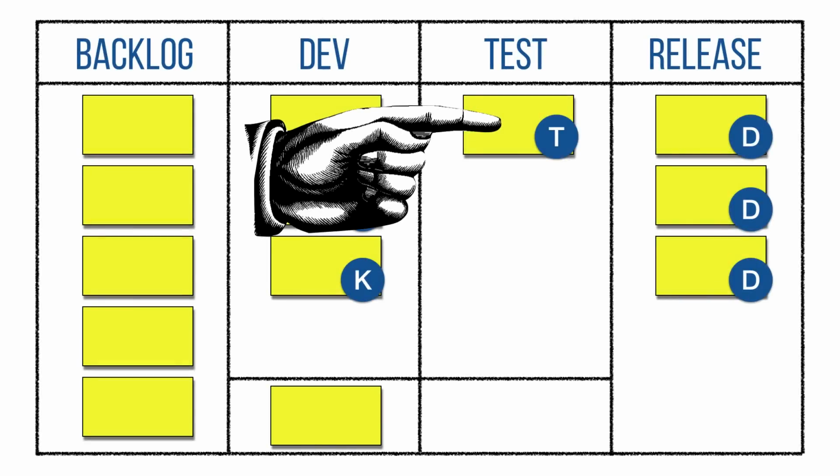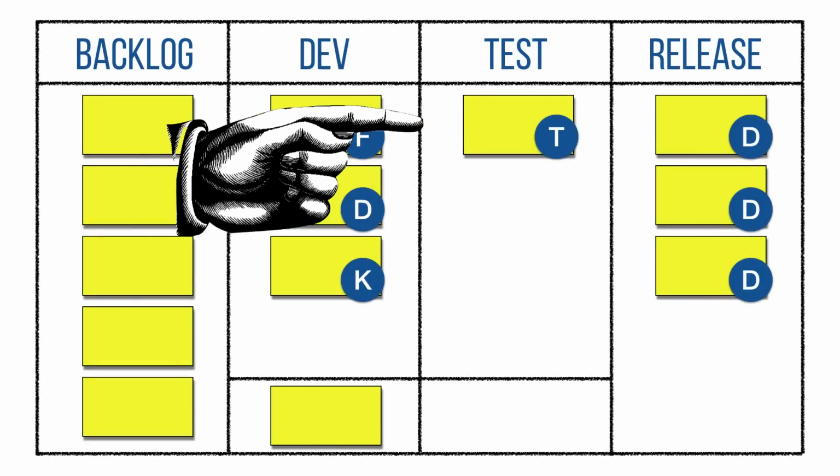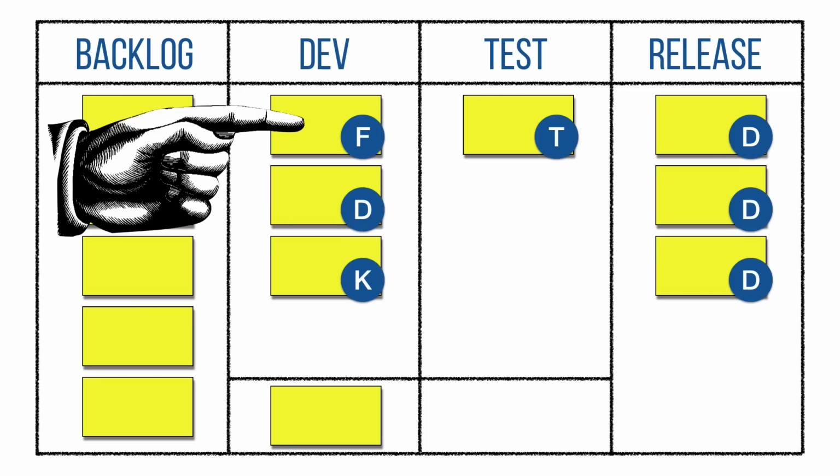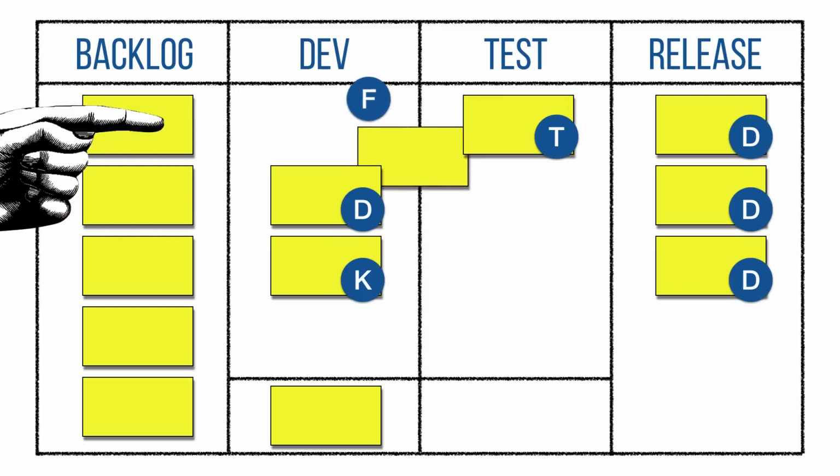We're done with the test column, so over to the development column. I point to the card here at the top. Fiona is assigned to this card. She says that she finished it yesterday and it's now ready for test. Excellent, I say, and I move the ticket over to the test column.